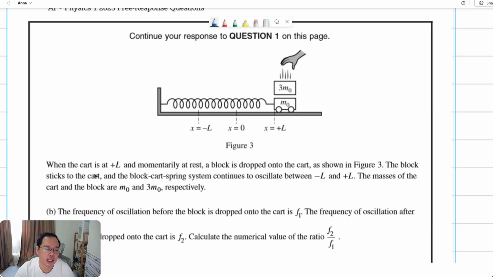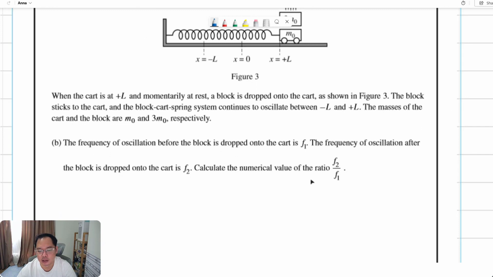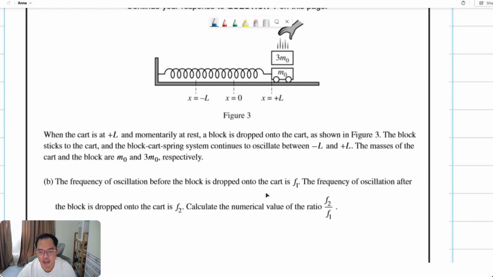The next question: when the cart is at positive L and momentarily at rest, a block is dropped on the cart as shown in figure 3. The block sticks to the cart, and the block-cart system continues to oscillate between negative L and positive L. The masses of the cart and the block are m0 and 3m0 respectively. The frequency of the oscillation before the block is dropped on the cart is f1. The frequency of oscillation after the block is dropped on the cart is f2. Calculate the numerical value of the ratio f2 over f1.